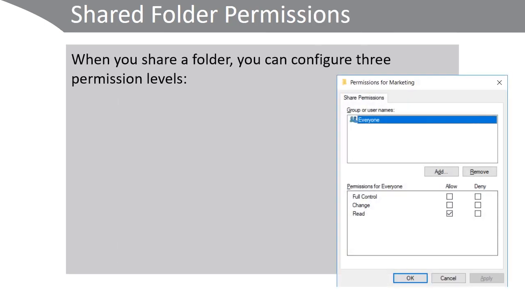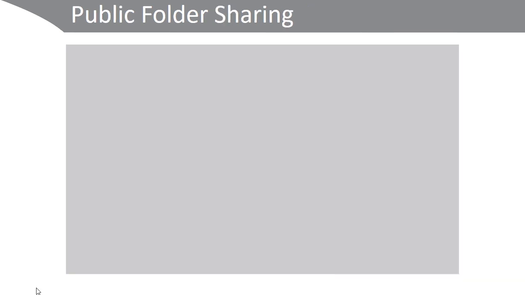When you share a folder, you can configure 3 permission levels. Firstly, read, then change, and then full. For the exam, it's worth noting that shared folder permissions use the term change to describe the ability to do almost everything to a file, whereas, as we'll see later, when you set file permissions using NTFS, the term is modify.